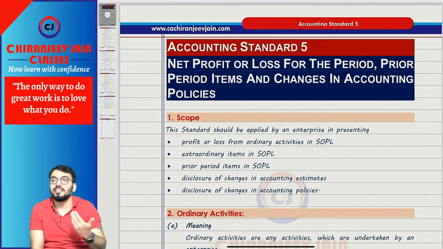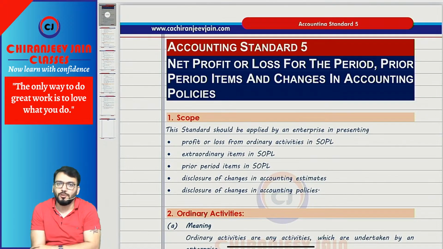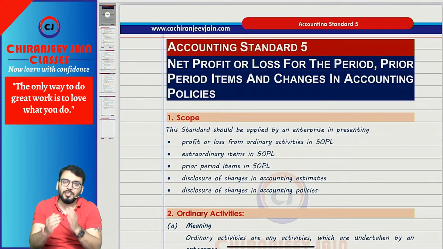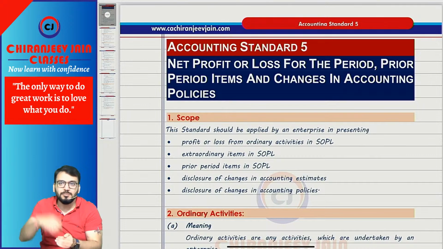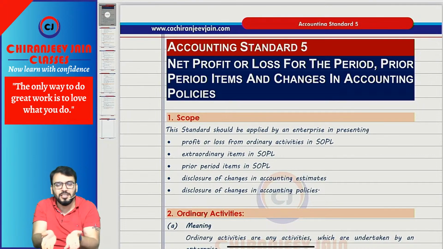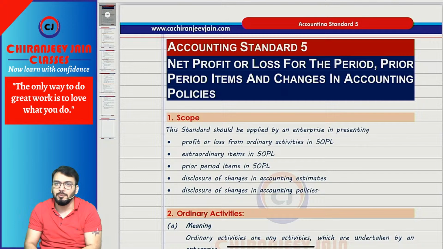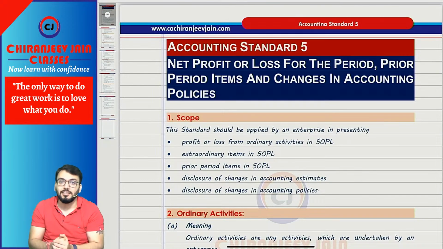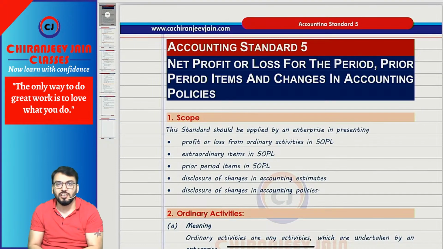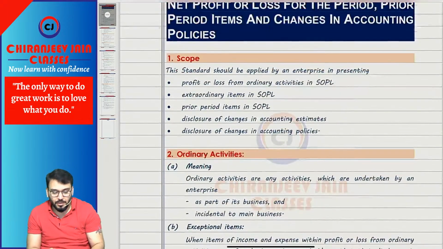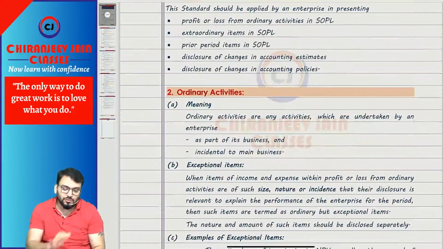Then after that we deduct tax expenses, which is current tax and deferred tax. And then we calculate profit for the period. So we have understood that presentation part. This presentation, whatever we are doing in SOPL, is nothing but as per the requirement of AS5. But what are exceptional items? What are extraordinary items? What are prior period items? That we need to understand. And then we'll discuss the changes in accounting policy and changes in accounting estimate. Correct. So you have understood the scope of this chapter.